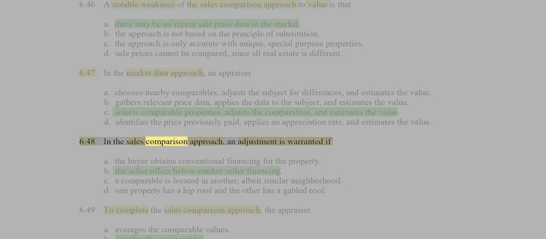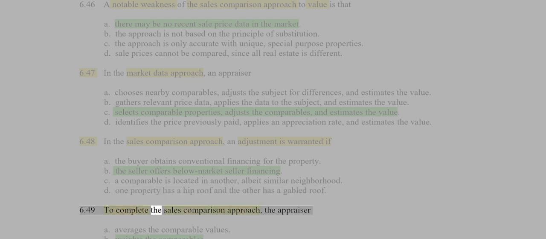6.48 In the sales comparison approach, an adjustment is warranted if A. The buyer obtains conventional financing for the property. B. The seller offers below-market seller financing. C. A comparable is located in another, albeit similar neighborhood. D. One property has a hip roof and the other has a gabled roof.